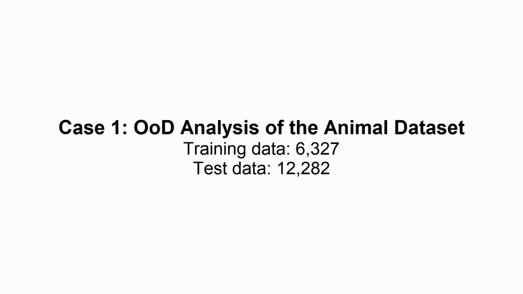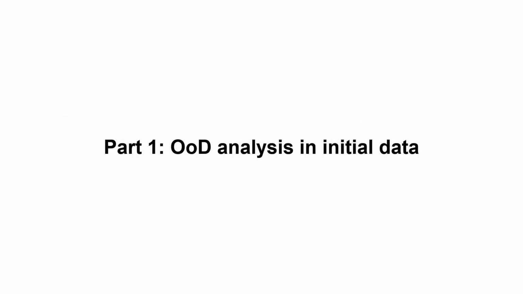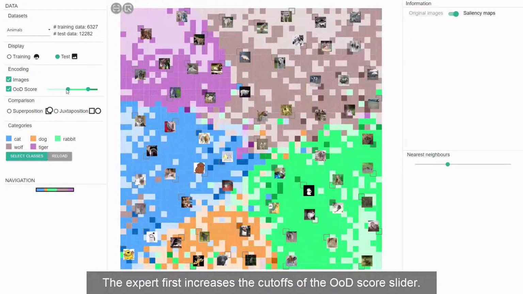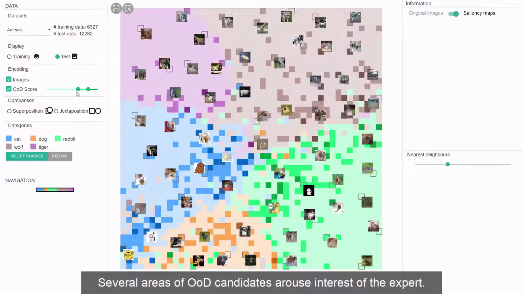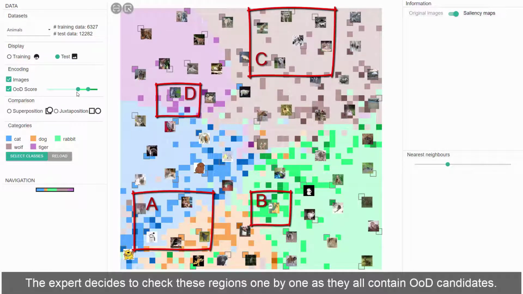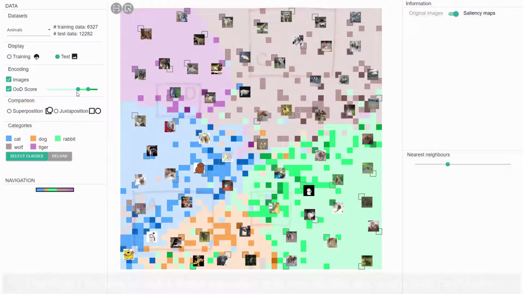Case 1. OOD analysis of the animal dataset. Part 1. OOD analysis in initial data. The expert first increases the cutoffs of the OOD score slider. Several areas of OOD candidates arouse the interest of the expert. The expert decides to check these regions one by one as they all contain OOD candidates.